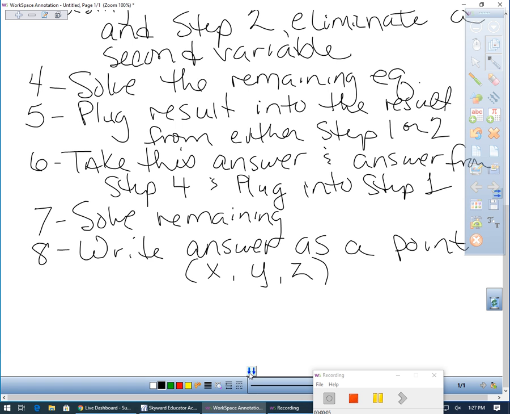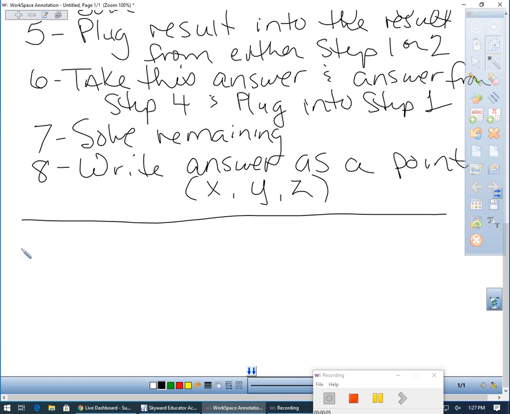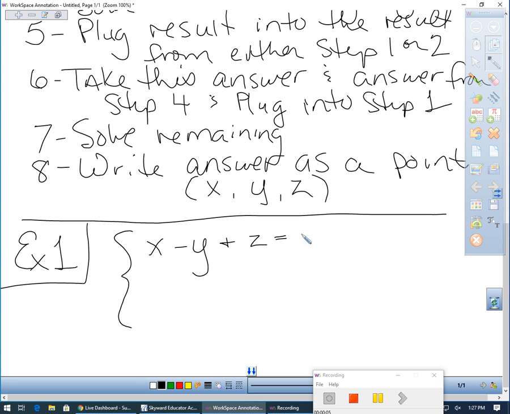Okay. I'll just scroll up a little bit. I'll start writing my examples. Okay? So, here is example number 1. Make sure you got a lot of room. Here is the system we are going to use. We have x minus y plus z equals 1. Equation number 2 is x plus y plus 3z equals negative 3. And our third equation is 2x minus y plus 2z equals 0.